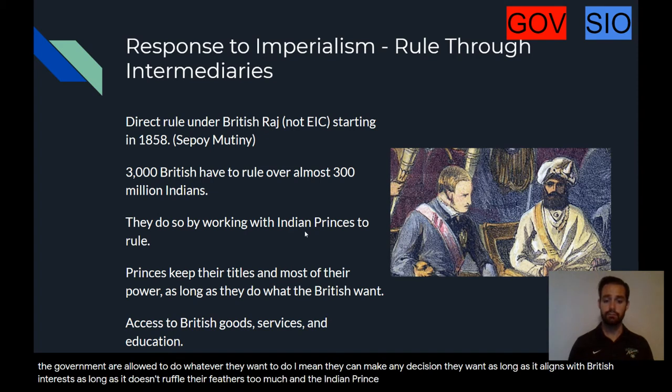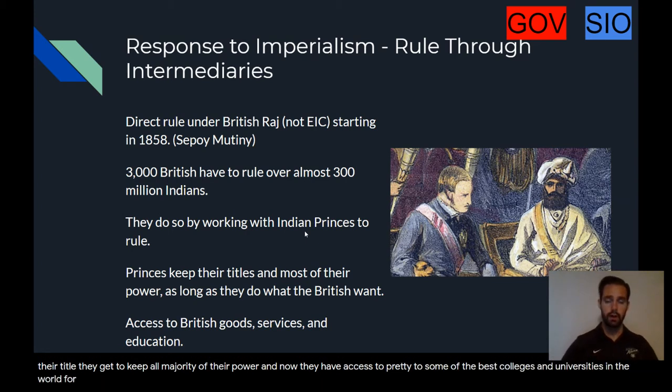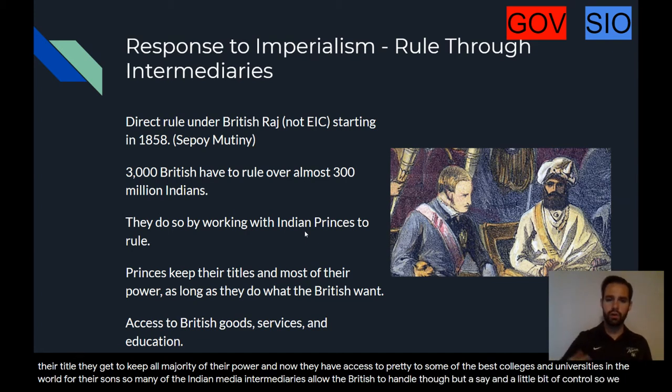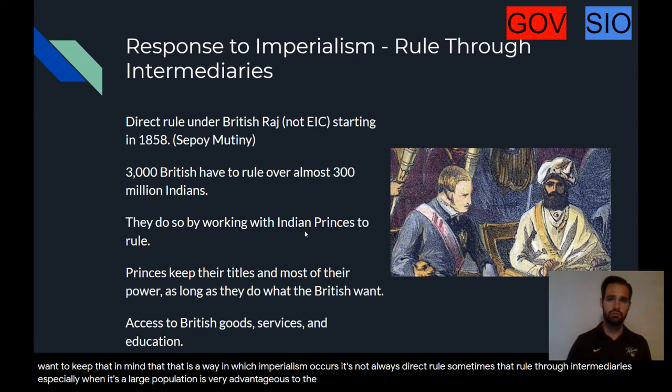And the Indian princes are more than willing to do this because they get to keep their title, they get to keep a majority of their power, and now they have access to British goods and services. They have access to some of the best colleges and universities in the world for their sons. So many of the Indian intermediaries allow the British to have a little bit of say and a little bit of control. So we want to keep that in mind, that that is a way in which imperialism occurs. It's not always direct rule. Sometimes that rule through intermediaries, especially when it's a large population, is very advantageous to the mother country.